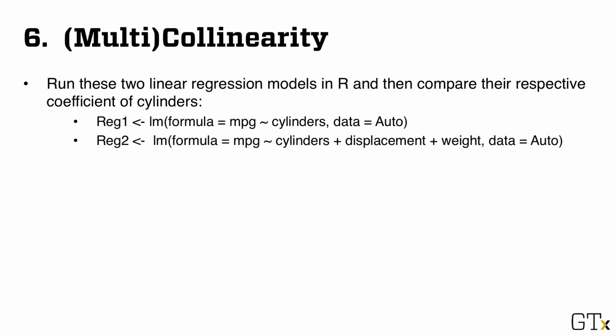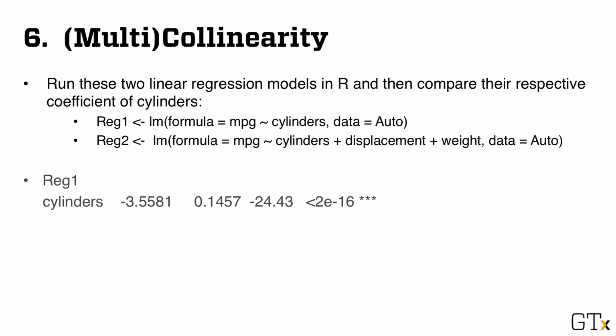The last potential problem in fitting linear regression is multicollinearity. Multicollinearity occurs when you have multiple explanatory variables, and this could create problems in fitting regression models. So, here is an example where we are using a slightly different data set, the auto data set, and we are going to use reg 1 and reg 2 and compare the respective coefficients for cylinders. In reg 1 we are doing simple regression, in reg 2 we are doing multiple regression.